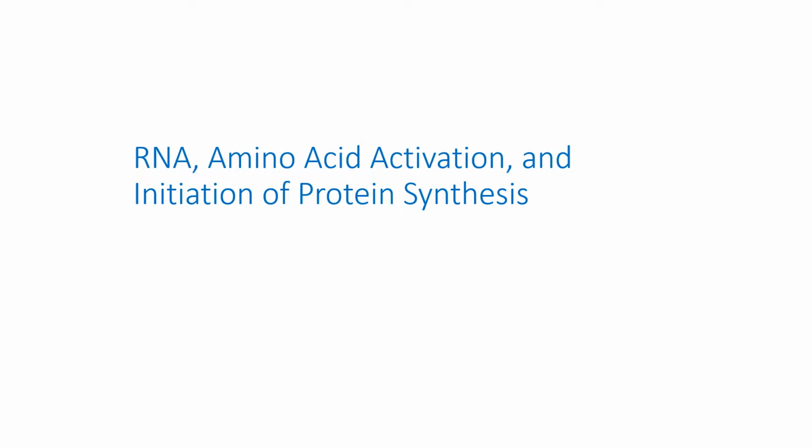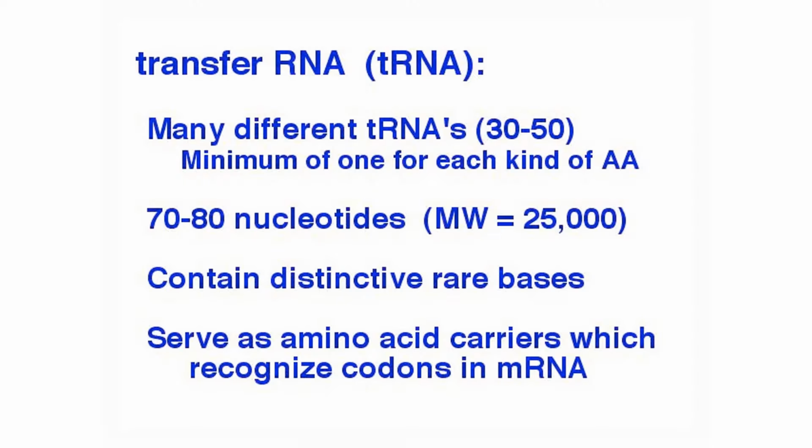Now we're going to look at transfer RNAs, amino acid activation, and the initiation of protein synthesis. So transfer RNA, or tRNA, are carriers of the activated amino acids. There are 30 to 50 different tRNAs. However, there is at least one transfer RNA for each of the 20 amino acids, although for many of the amino acids there is more than one.